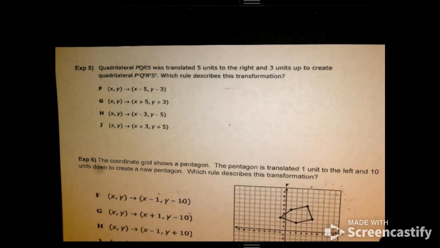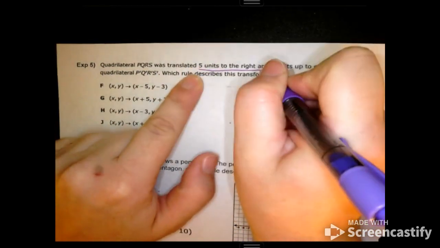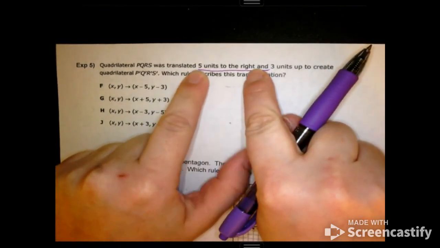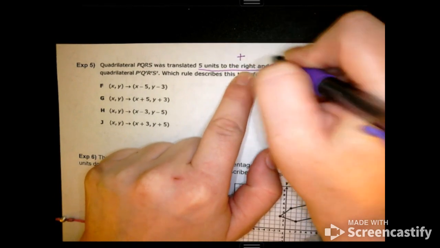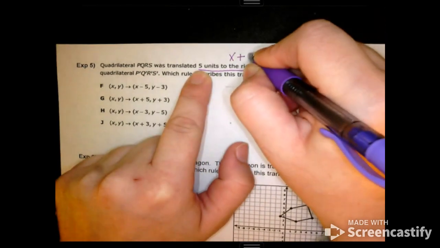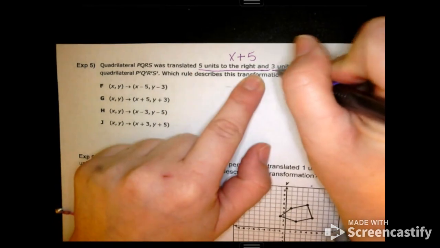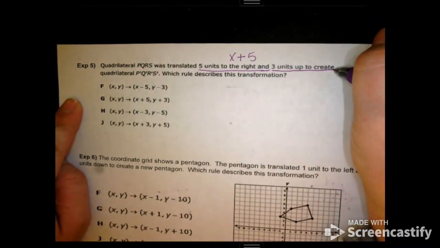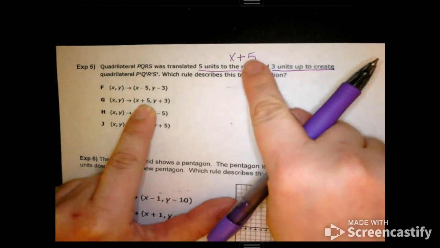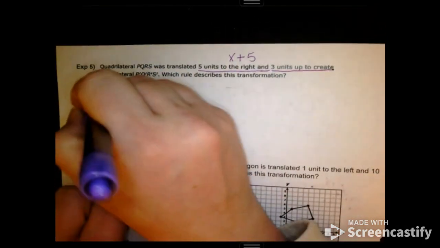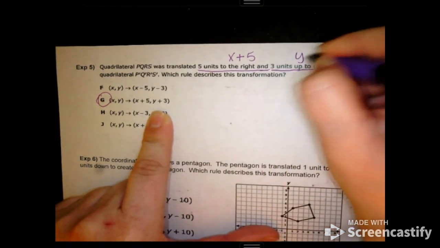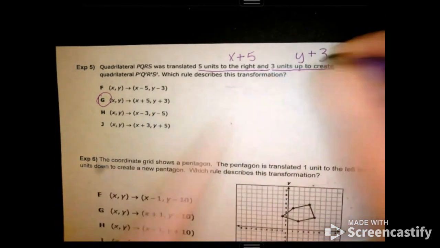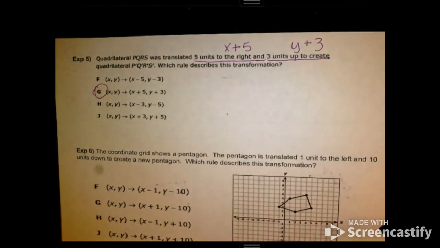Okay. Example 5. Quadrilateral PQRS was translated 5 units right. All right. Right means what? A plus. Yes, plus. Right is plus, and it's x. So it's plus 5. Okay. Why does it have to be G? That is the only one that's doing x plus 5. Okay, just to check it, 3 units up is y, and up is also adding. It's going to be like our notes. And then J is X.